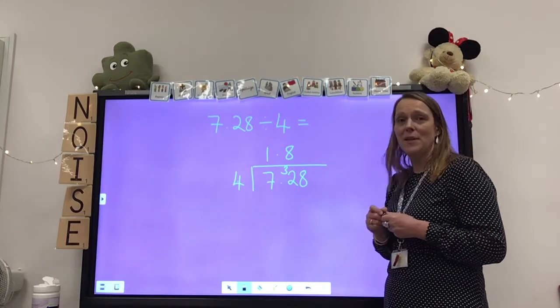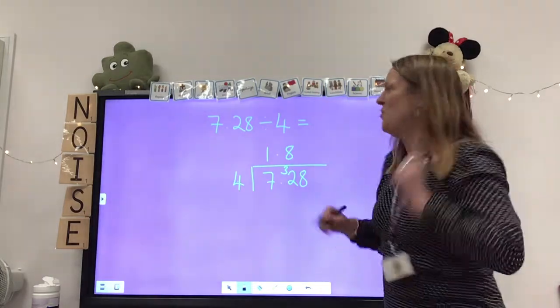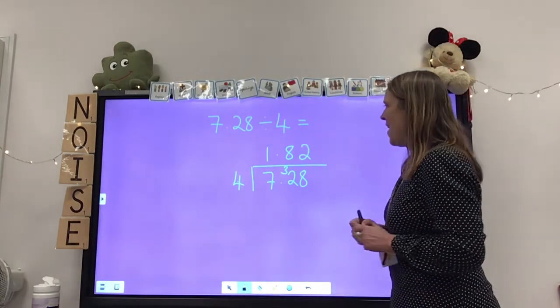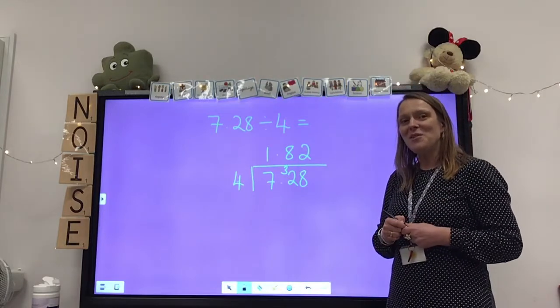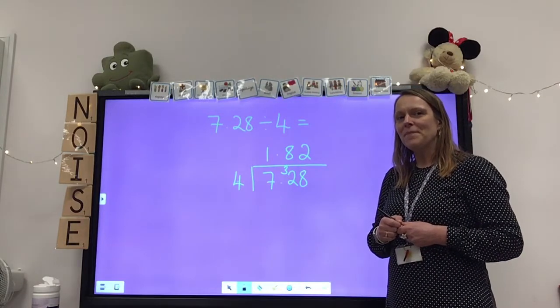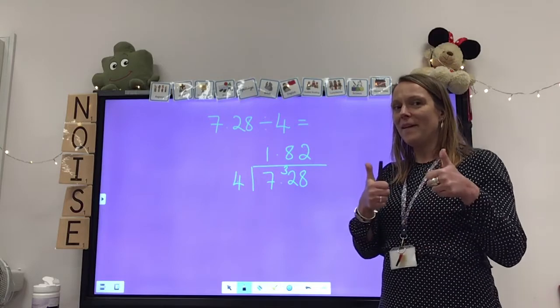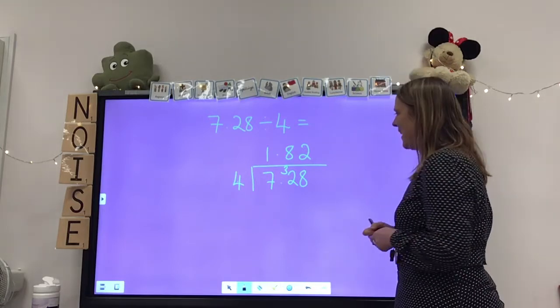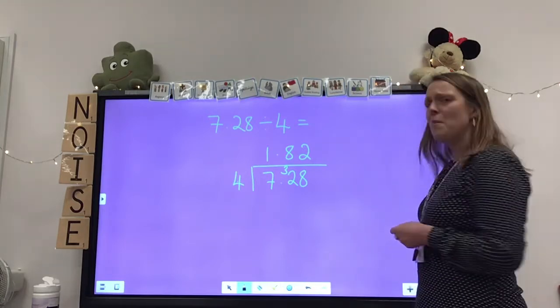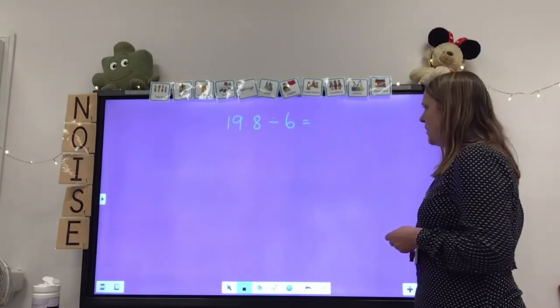How many times does 4 go into 8? 2, I hear you say. Well done, everybody at home. Did you get 1.82 as your answer at home? Thumbs up, thumbs down. Hopefully, well done. Okay. Let's do one more example then before you get going on your own questions.